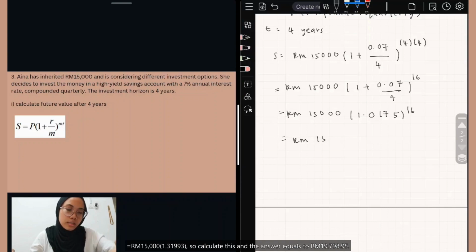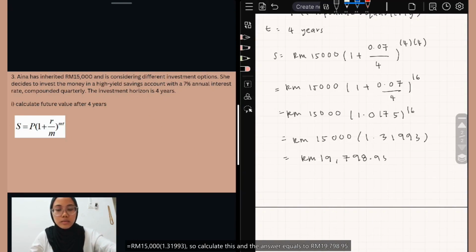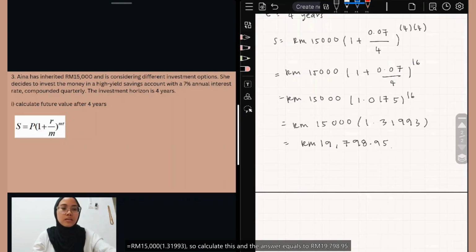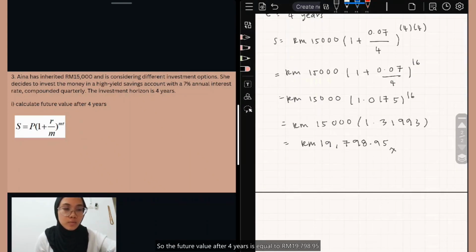So RM 15,000 times 1.0175 to the power of 16 is equal to 1.31993. Calculate this, so the answer is RM 19,798 ringgit 95 cents. So the future value after 4 years is equal to RM 19,798 ringgit 95 cents.